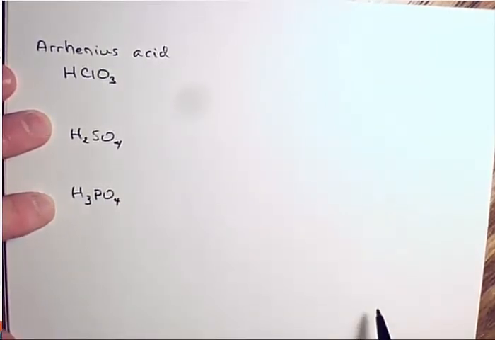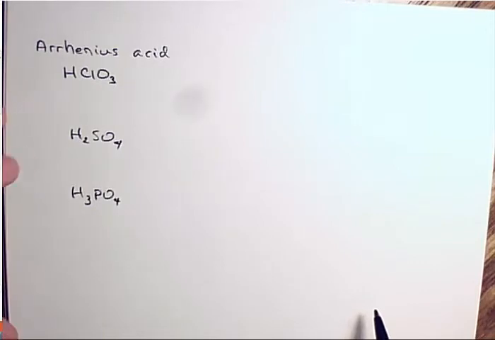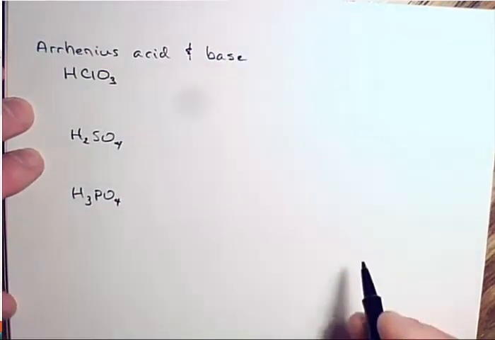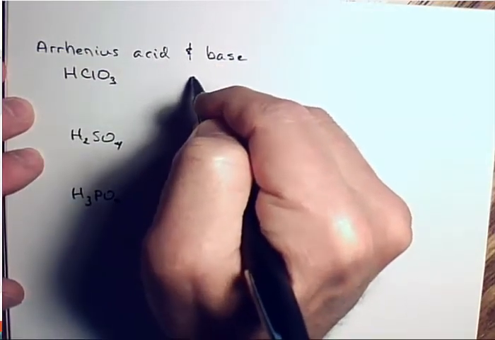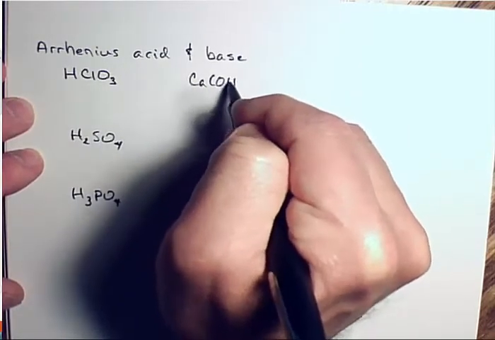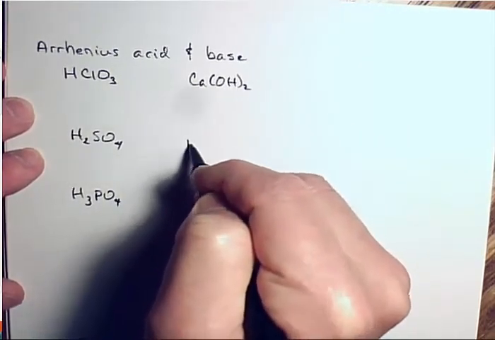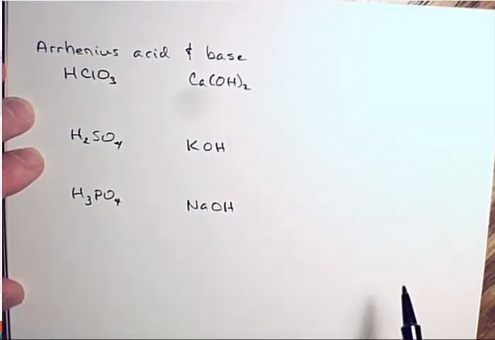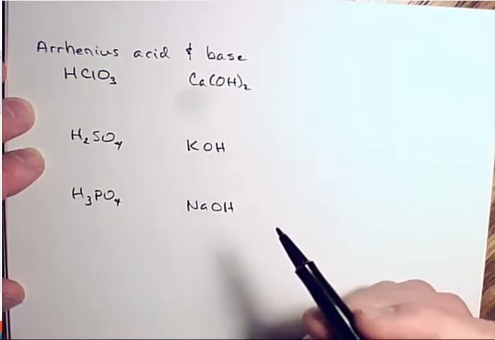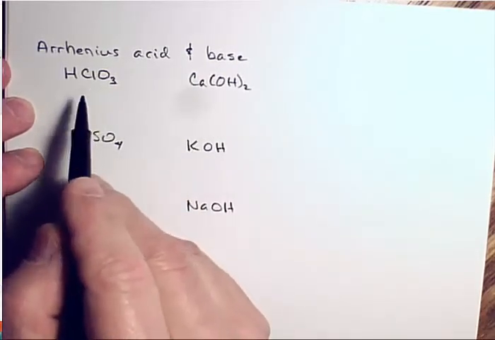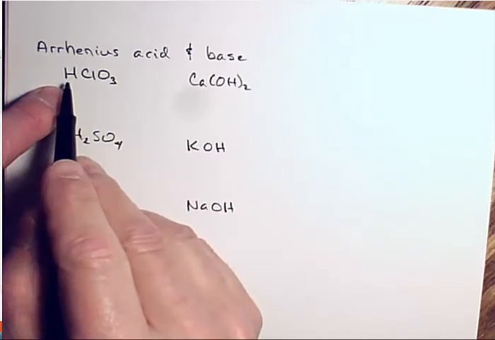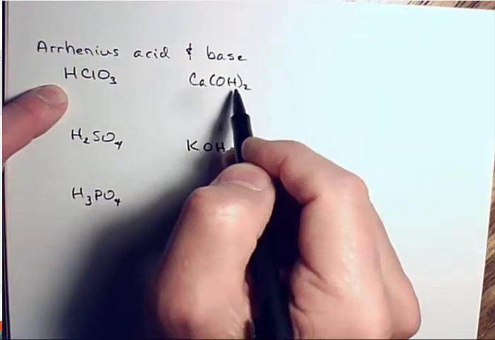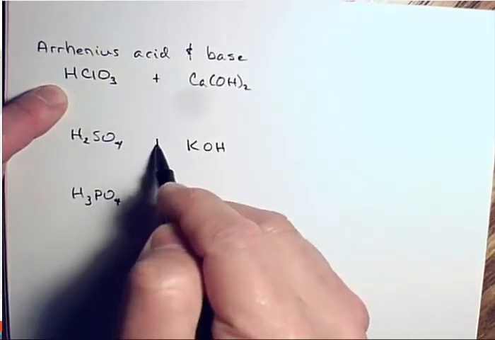A really simple base, an Arrhenius base, will have hydroxide on the back. So it might be calcium hydroxide, potassium hydroxide, or sodium hydroxide. So Arrhenius acids are going to have hydrogen in the front, at least the kind we're talking about for this definition right now, and the Arrhenius bases will have hydroxide on the back.